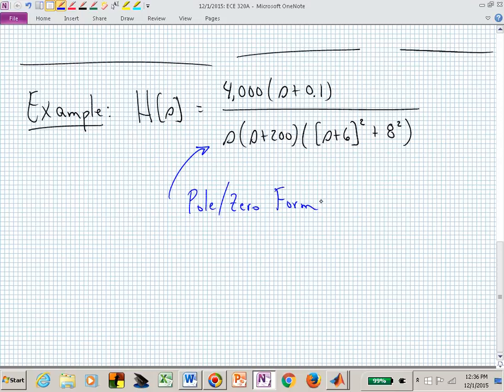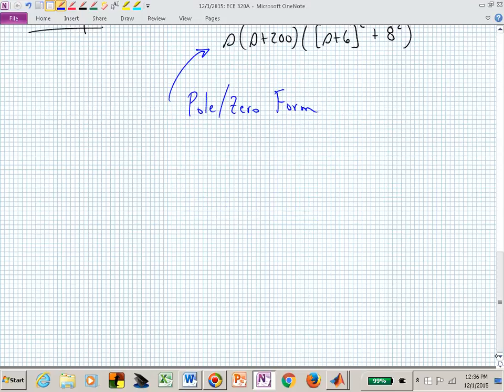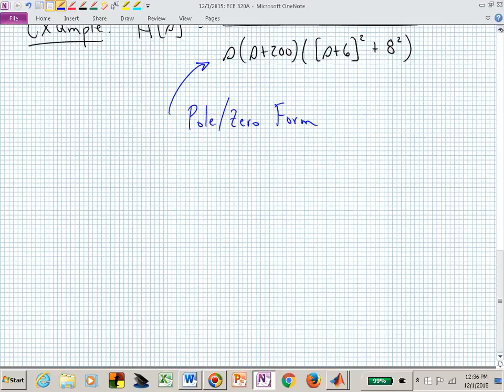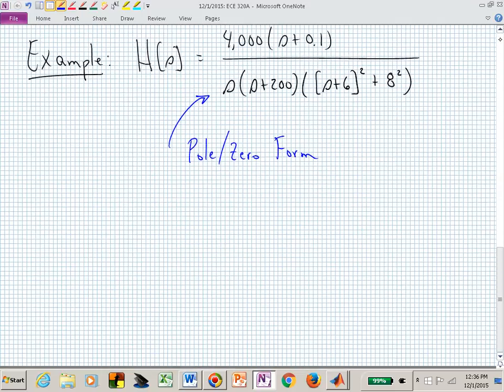Which is the form that's ideal for sketching poles and zeros in the complex S-plane. And from this structure, the way I factored it, you should be able to immediately state where those poles and zeros are located, the way that it's written. Let's just do that from the top down. Let's look at the zeros. Do we have any finite zeros?